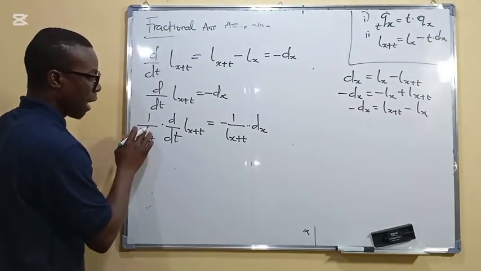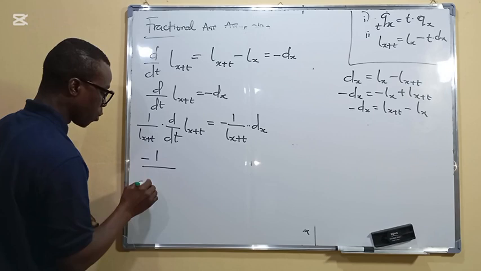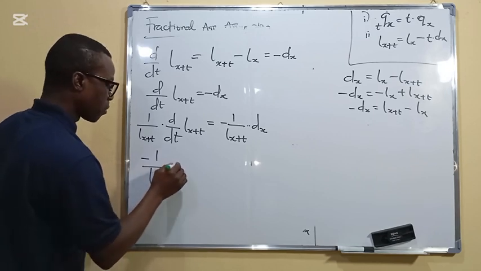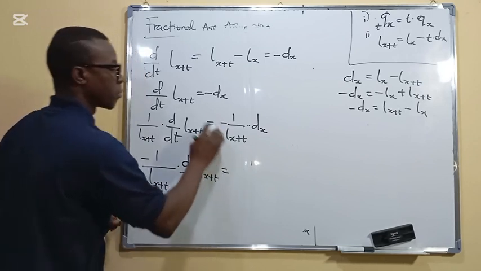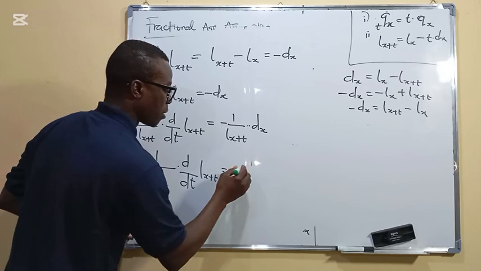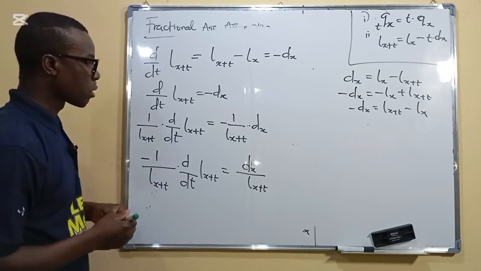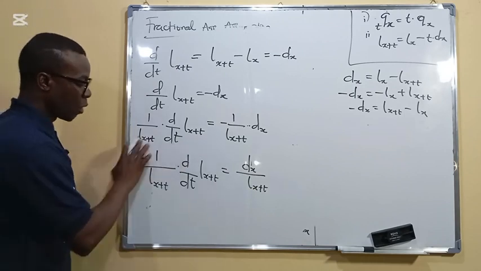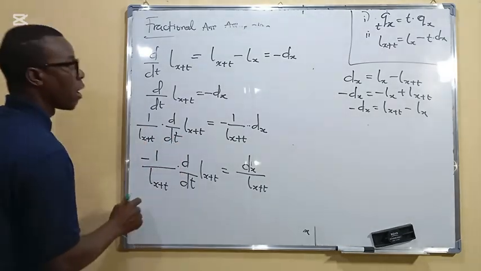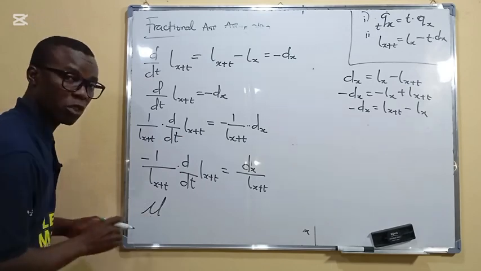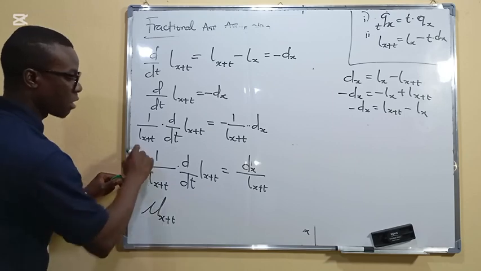Now, when I also multiply both sides by minus, that is to say minus 1 over lx plus t, dot d over dt of lx plus t, when I multiply this by minus, it becomes dx over lx plus t. So the minus actually disappears. So when we look at this, this is perfectly the definition of mu, the force of mortality of x plus t, which is equal to the whole of this that we have.